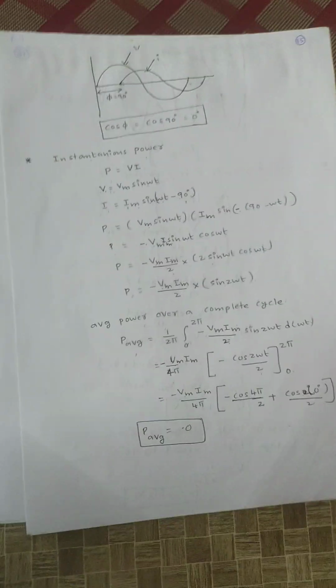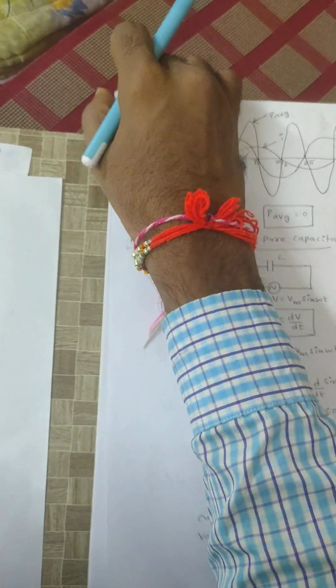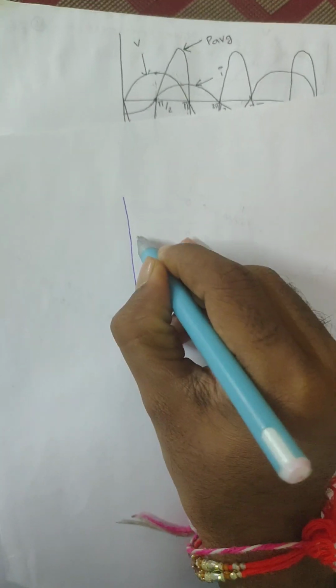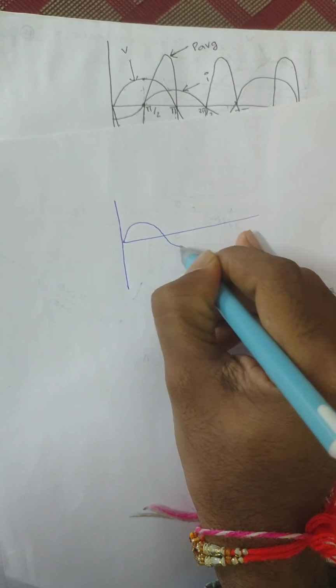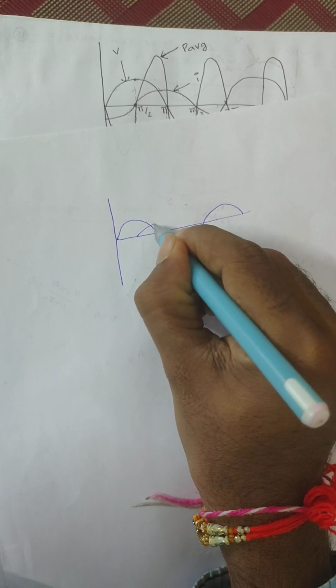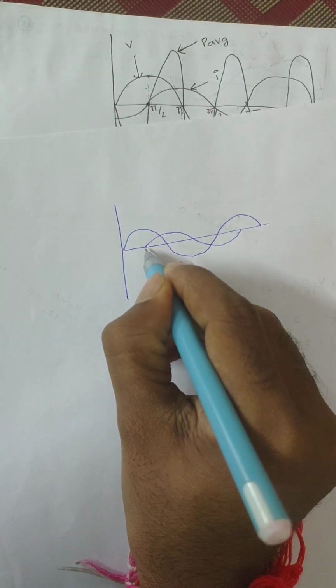Okay, I will show you this with waveforms. I will draw once again here. Just observe the waveform. This is the voltage waveform, right? After 90 degrees the current waveform starts. I can extend this waveform like this, right?